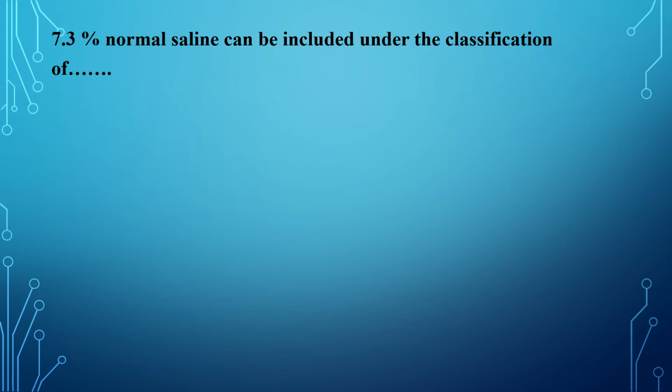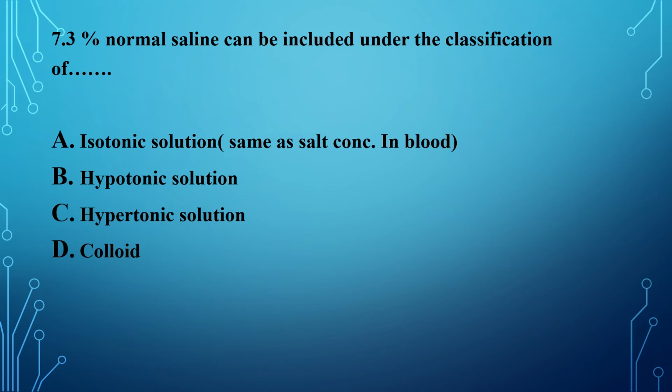So next is the seventh question. 3% normal saline can be included under the classification of, that is the question. There are four options. First one isotonic solution, second one hypotonic solution, third one hypertonic solution, and fourth one colloid. So the answer is hypertonic solution.